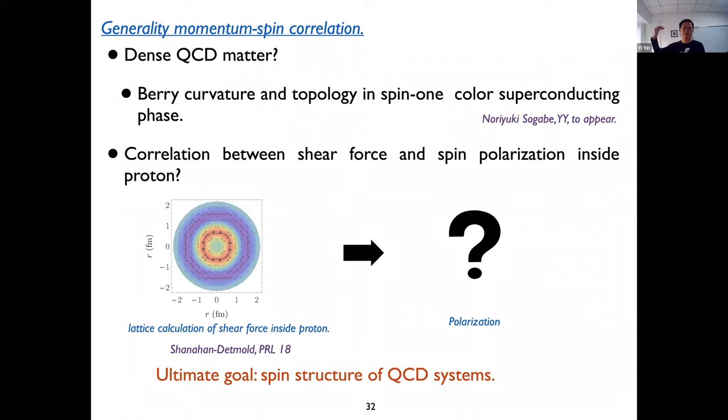Ultimately, I hope that with the study of spin physics in hot QCD matter, in dense QCD matter, and inside the protons, we could get a comprehensive picture of the spin structure of QCD systems. I think for this purpose, we are just beginning, and many more new results are coming. So yeah, thanks for your attention.